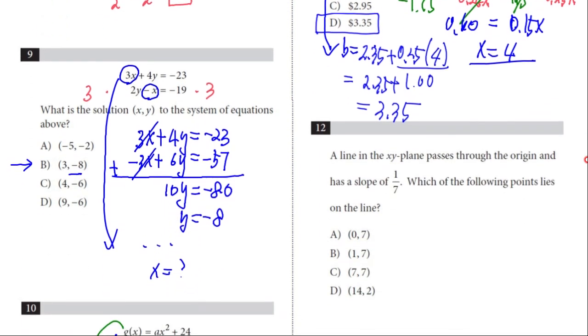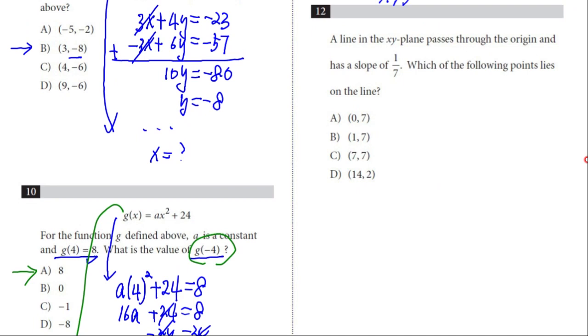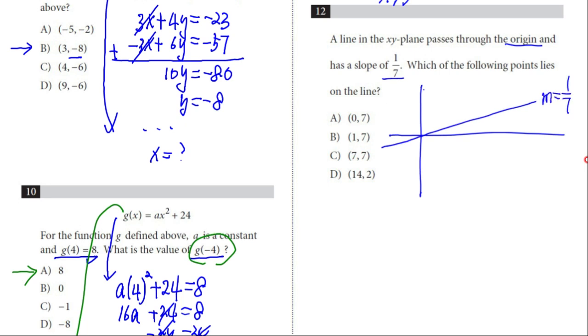Okay, next question. Number 12, a line in the xy plane passes through the origin and the slope of 1/7. So if I sketch the graph roughly, right? Since your graph has the positive slope, this is increasing, but 1/7 is less than 1, so the increasing rate will be very, very low.